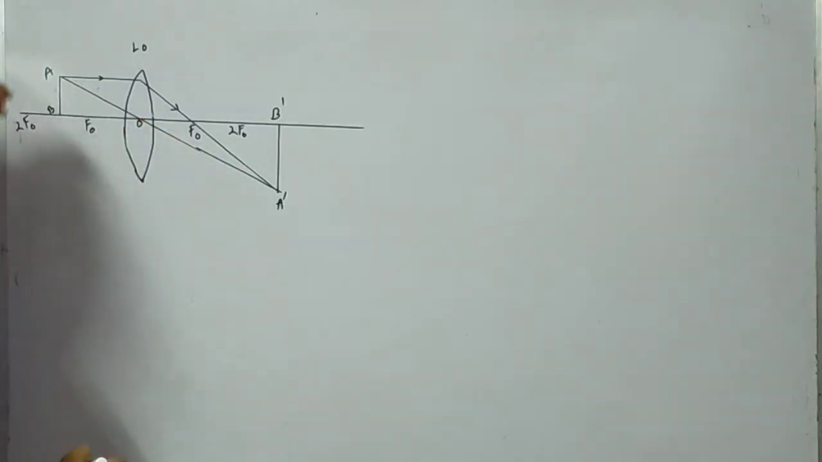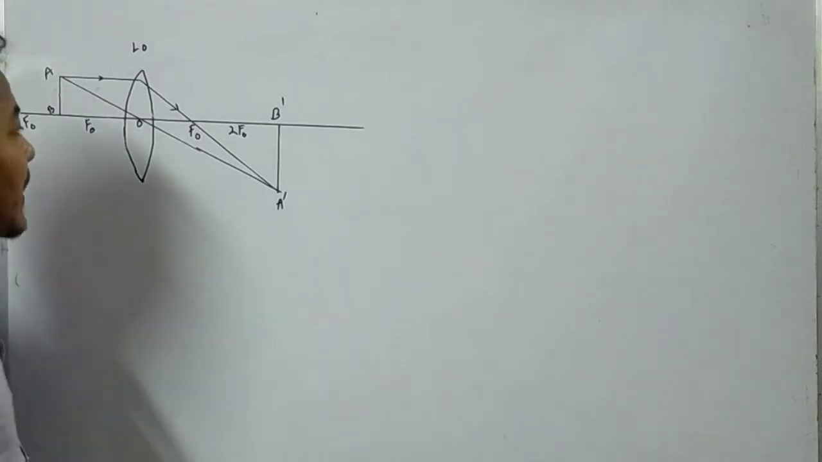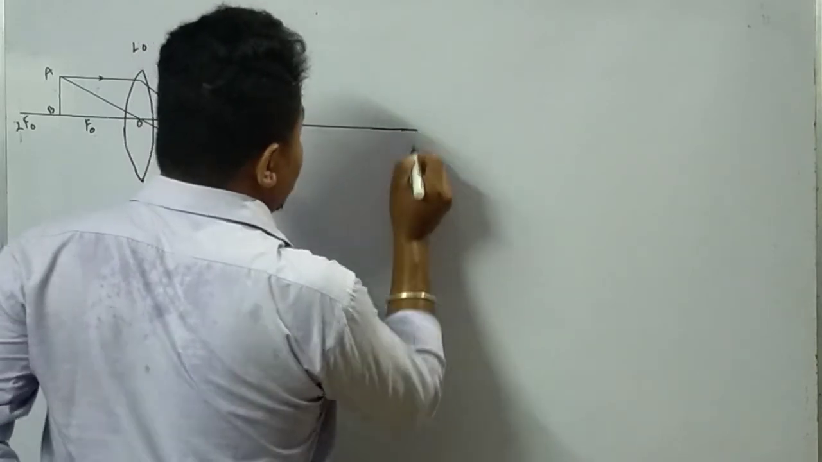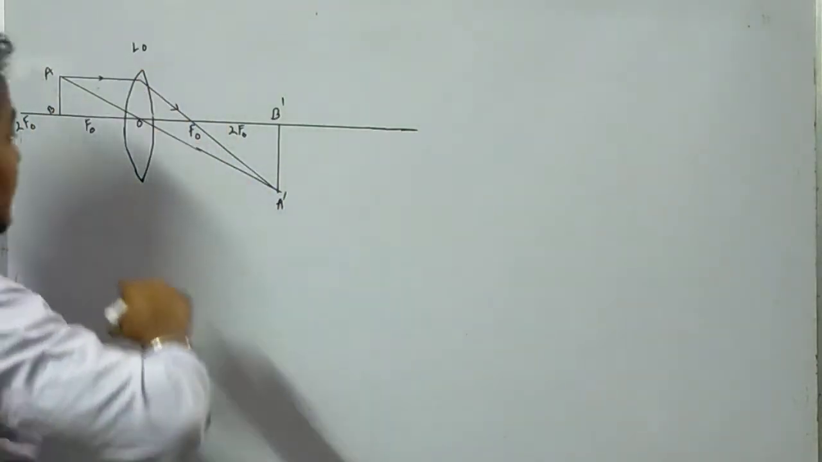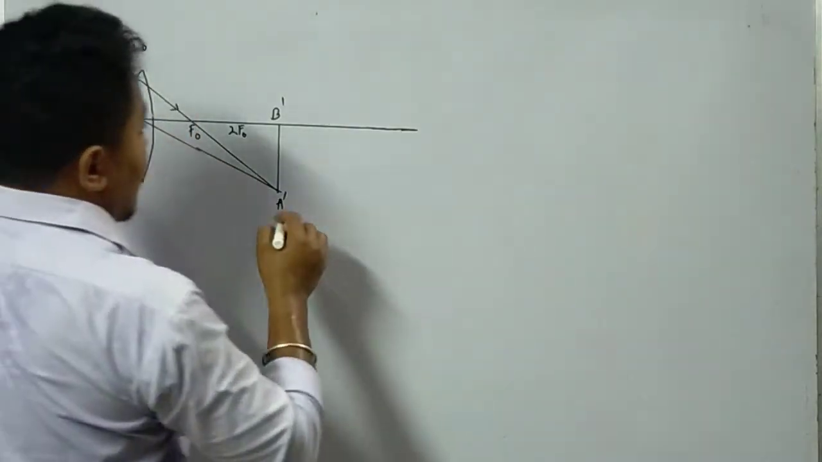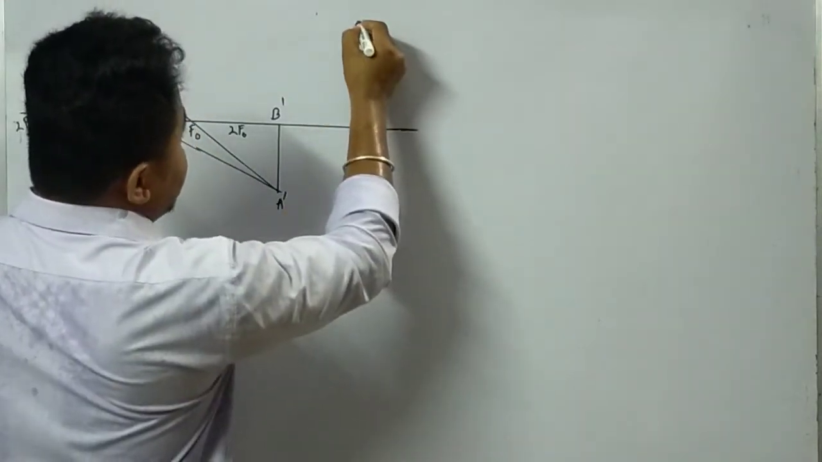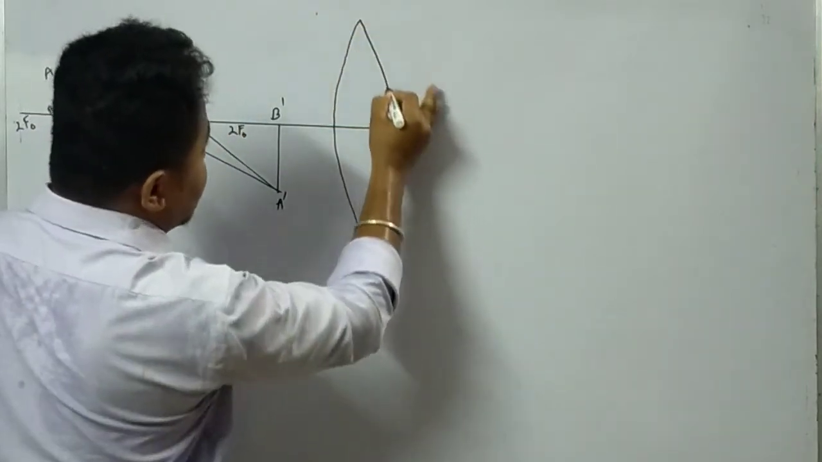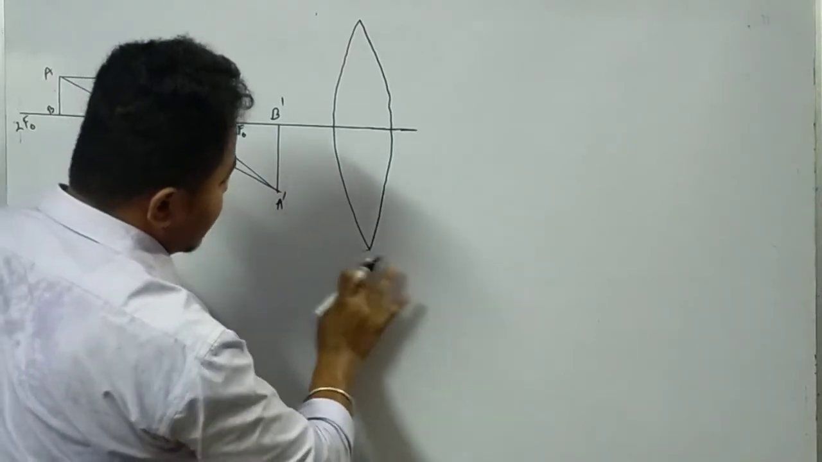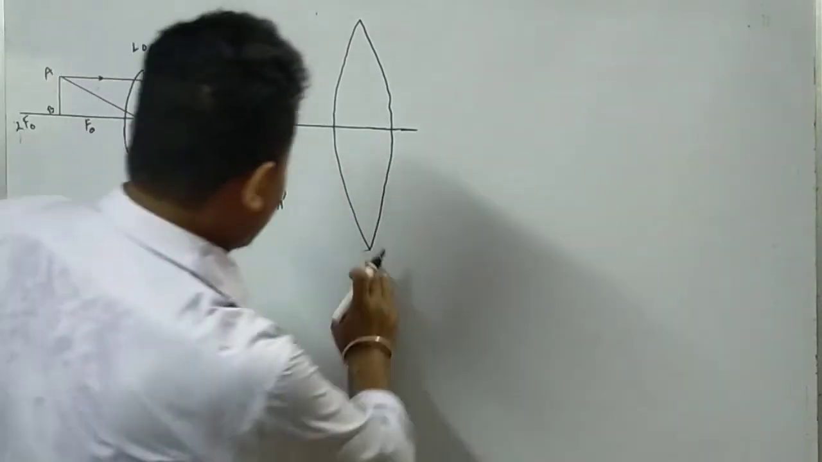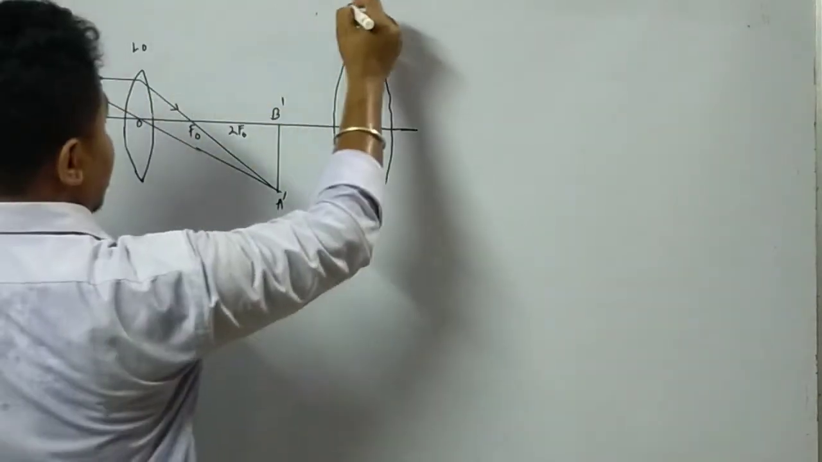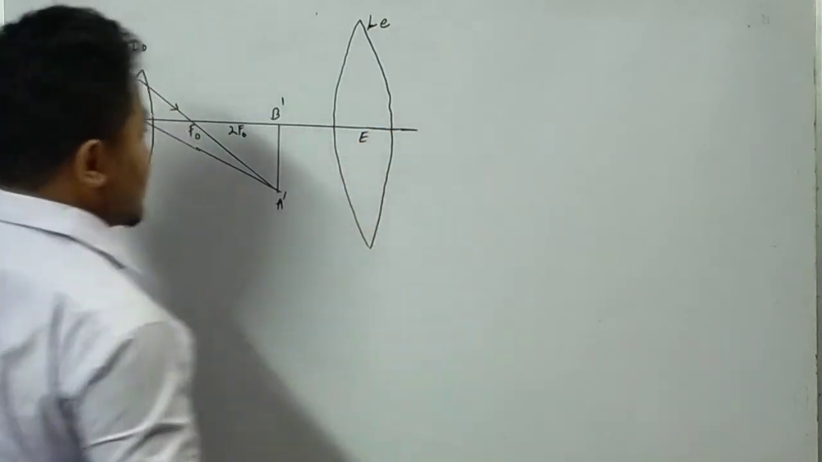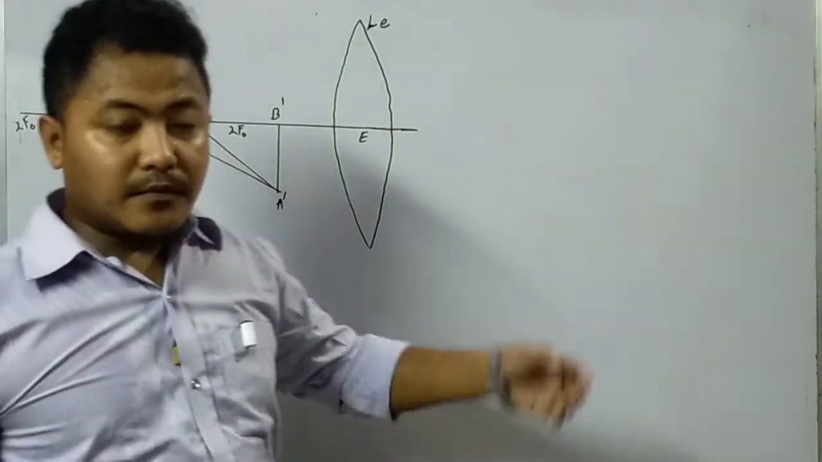Now what we'll do next, we'll put one more lens, and this lens will be bigger in size in comparison to the first lens. So here I am going to put one more lens, and this lens will be known as the eyepiece lens. So this is the objective and this is the eyepiece. Suppose LE is the eyepiece lens and E is its optical center.